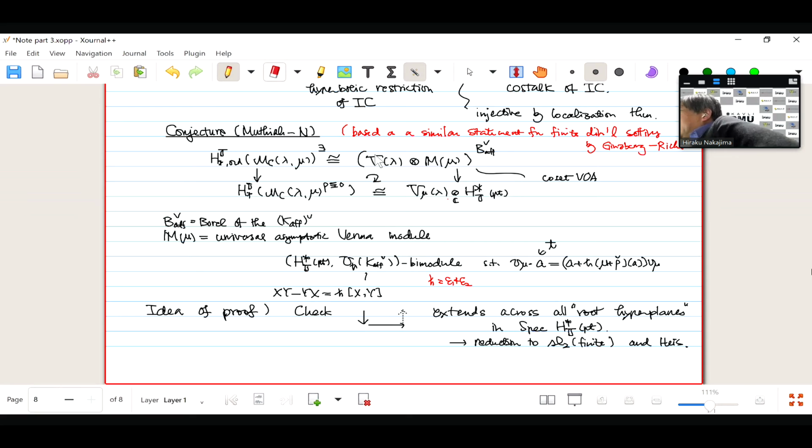And also you know that the possible poles of this rational map are only on the root hyperplanes. And if you check that there's no pole at any root hyperplane, then you are done. So you need to check that this composite extends across all root hyperplanes.